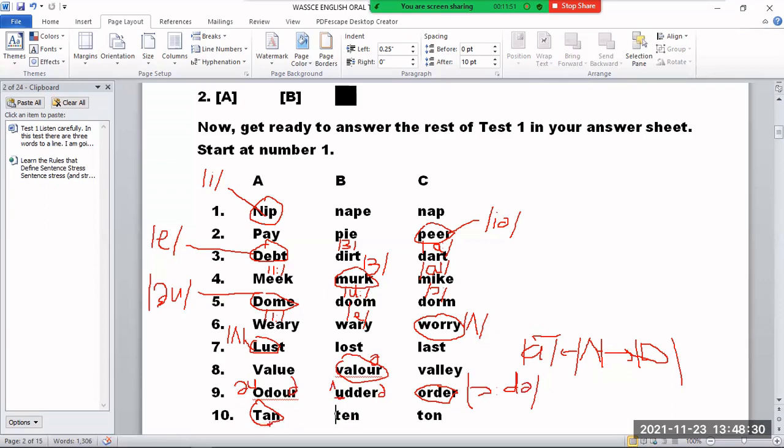And in number 10, we have tan, which is the short A, represented by the letter A here. Here we have ten. And here we have tone, which is the short O sound. All right, so your ability to differentiate among the various speech sounds will be the critical requirement for answering questions correctly in Oral English Test 1.